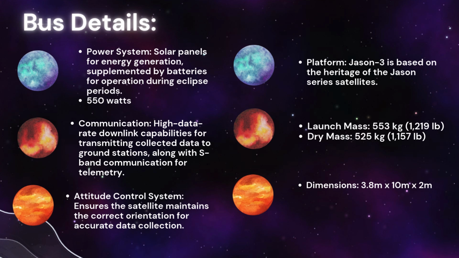And the platform is based on the heritage of the Jason series satellites. The launch mass is 553 kilos or 1,019 pounds, and the dry mass is 525 kilograms or 1,157 pounds. And its dimensions are 3.8 by 10 by 2 meters.